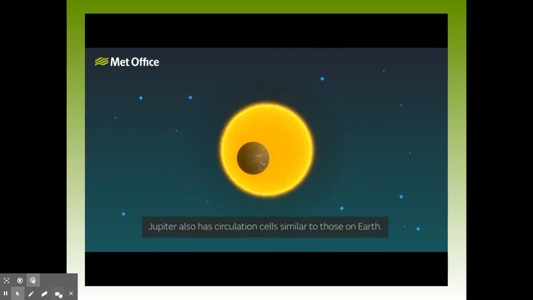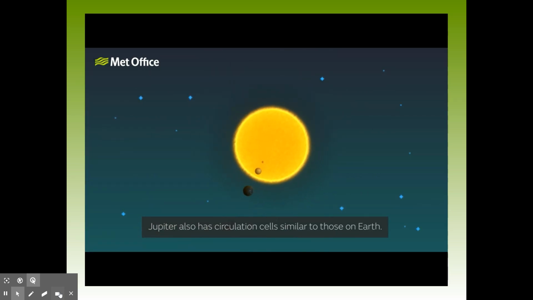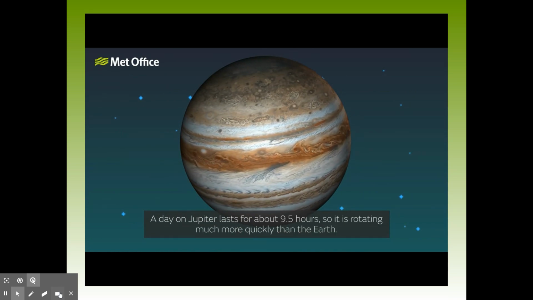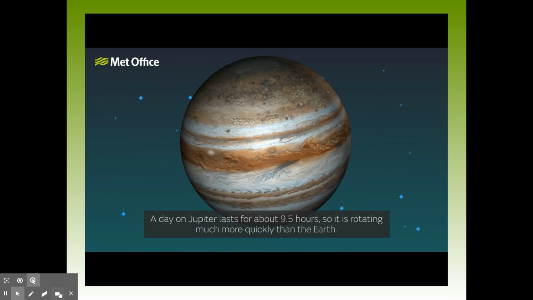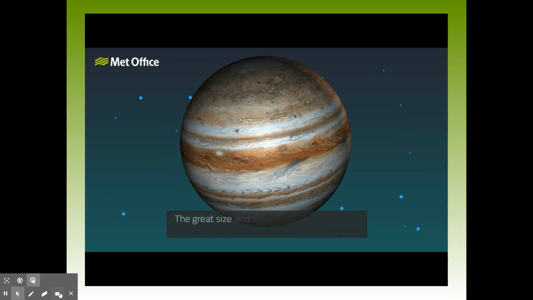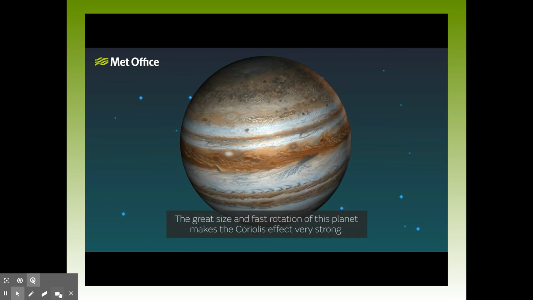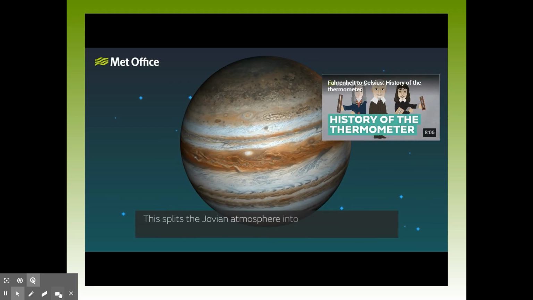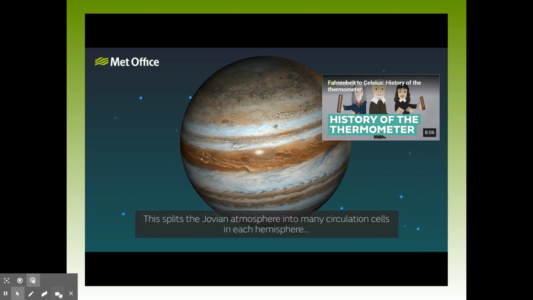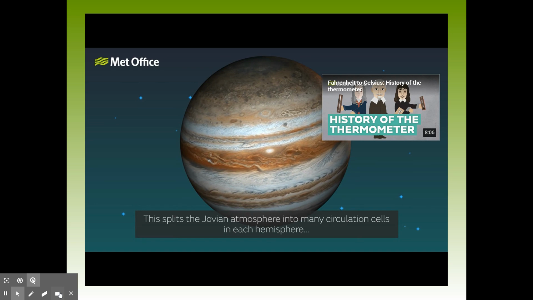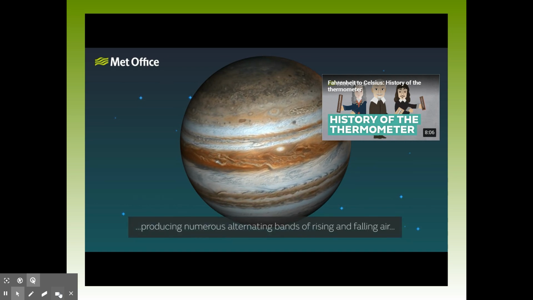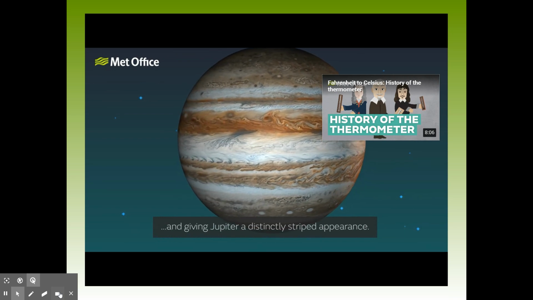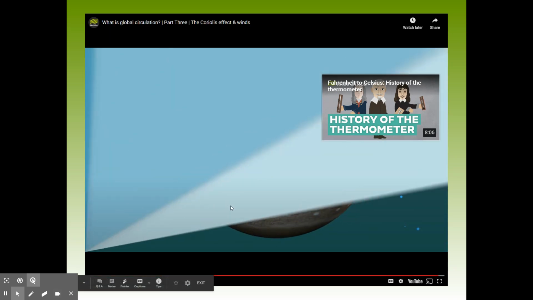Jupiter also has circulation cells similar to those on Earth. The day on Jupiter lasts for about 9.5 hours, so it is rotating much more quickly than the Earth. The great size and fast rotation of this planet makes the Coriolis effect very strong. This splits the Jovian atmosphere into many circulation cells in each hemisphere, producing numerous alternating bands of rising and falling air and giving Jupiter a distinctly striped appearance.